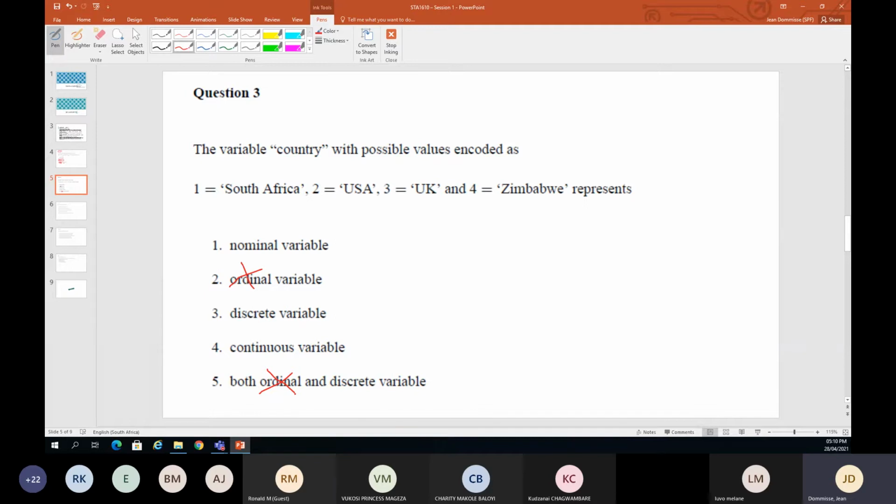So what would you have said is the answer to this one? Anyone? Yes, I would say it's nominal. It's number 1. And the reason for that is the numbers are meaningless. Okay, cool. Any other?